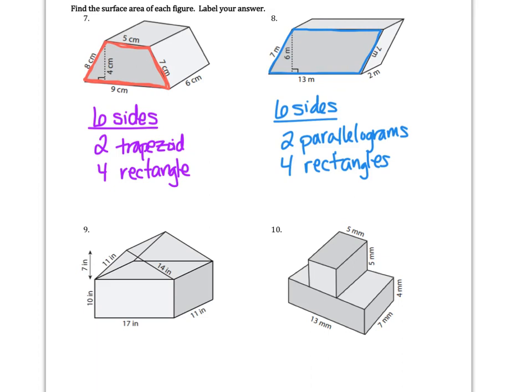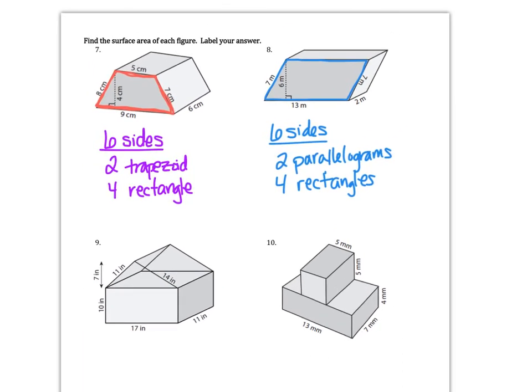So here's the deal with the backside. I'm going to offer extra credit for anyone who is able to give me the correct answer for the surface area of these 4 shapes. Number 7 is going to be worth 1 point of extra credit. Number 8 is going to be worth 1 point of extra credit. Number 9 is going to be worth 2 points of extra credit. And number 10 is also going to be worth 2 points of extra credit. So a potential of 6 extra credit points just from the back side of this worksheet.